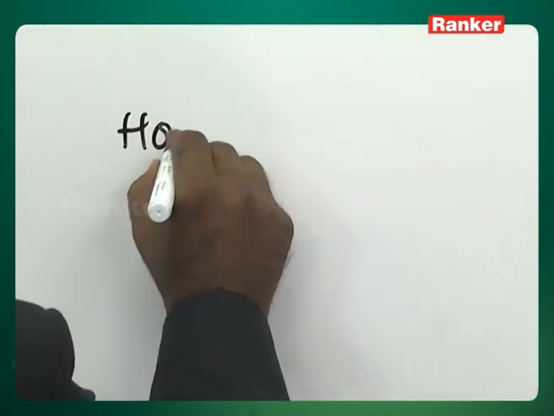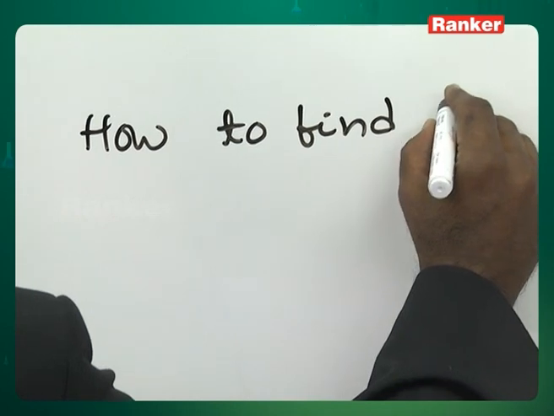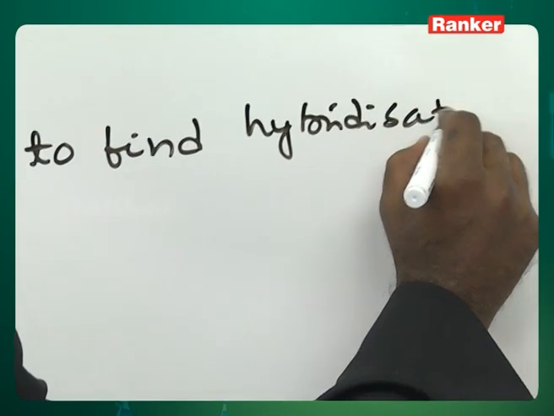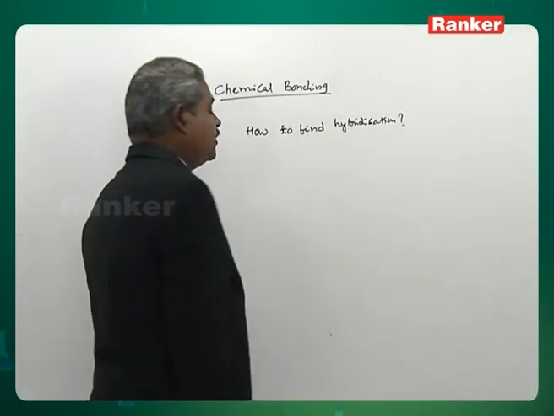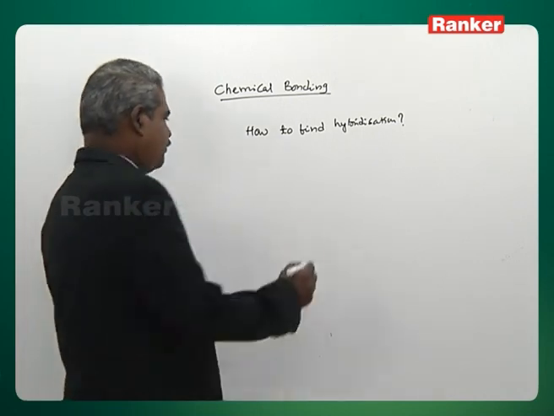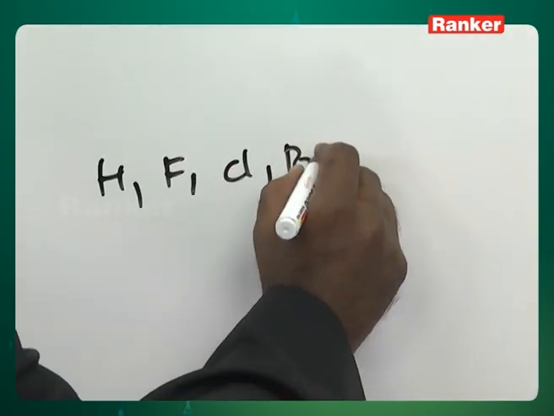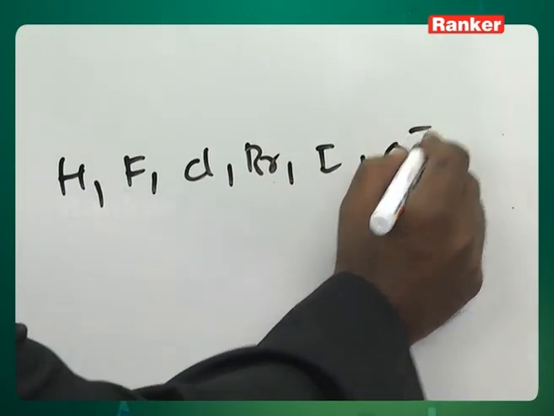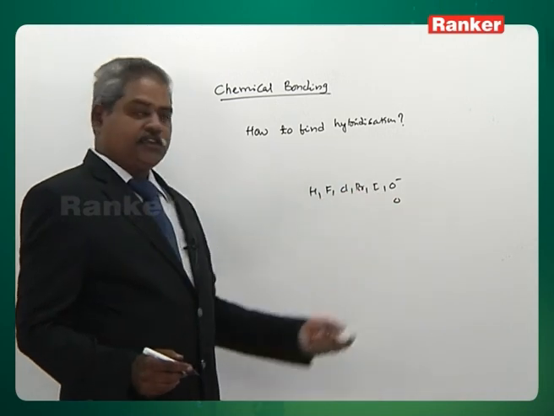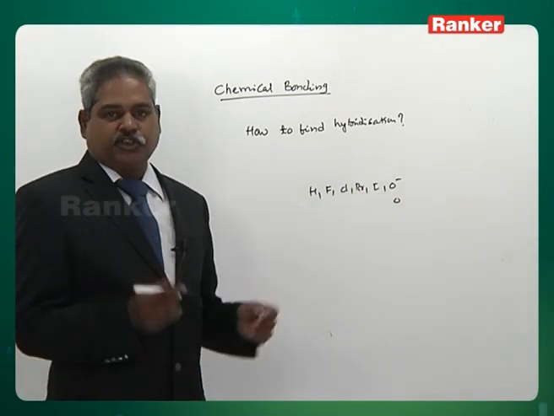how to find hybridization. And in that structures part, you must have got a doubt. Sir, we have seen a few elements like hydrogen, fluorine, chlorine, bromine, iodine, and just oxygen and O minus. How, with just 6 or 7 elements, can you say any structure?